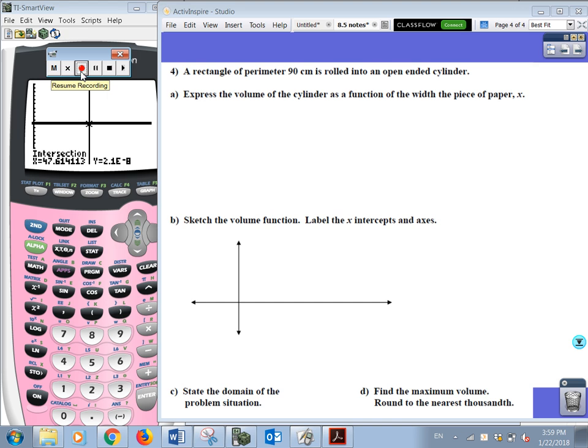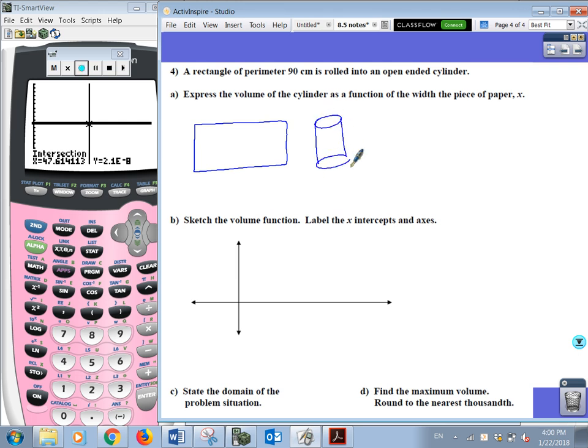All right, so here you got to do a little bit of thinking, going back to geometry, maybe drawing a picture. For me personally, drawing a picture is very helpful. So we have a rectangle of perimeter 90 centimeters is rolled into an open cylinder. All right, so first, let's think about that. We have this rectangle, and it's rolled up into the cylinder. Or think of it the other way, the cylinder is unrolled.